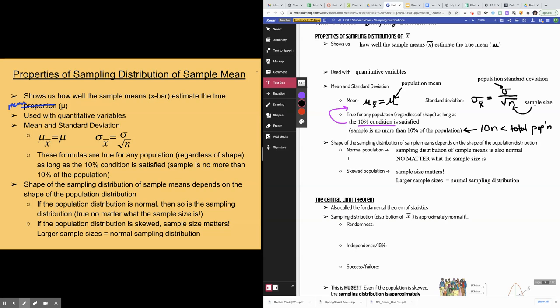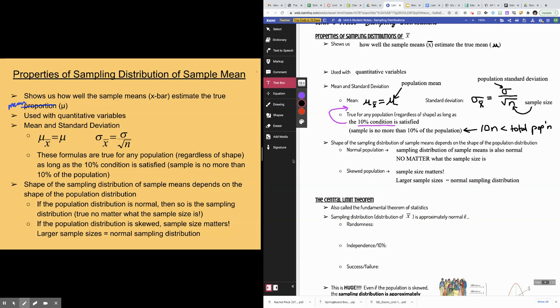Just to sum up for you, we have these formulas for mean and standard deviation. For both of these, you have to know the population mean and the population standard deviation. Otherwise, you can't solve the problem. The formulas work only when the 10% condition is satisfied. So that condition basically gives us permission to use these formulas for mean and standard deviation.